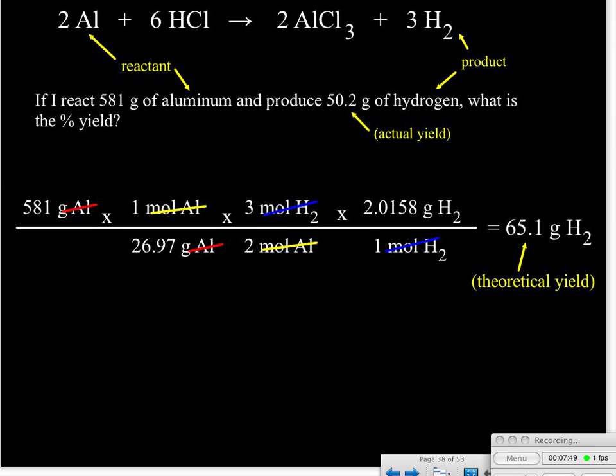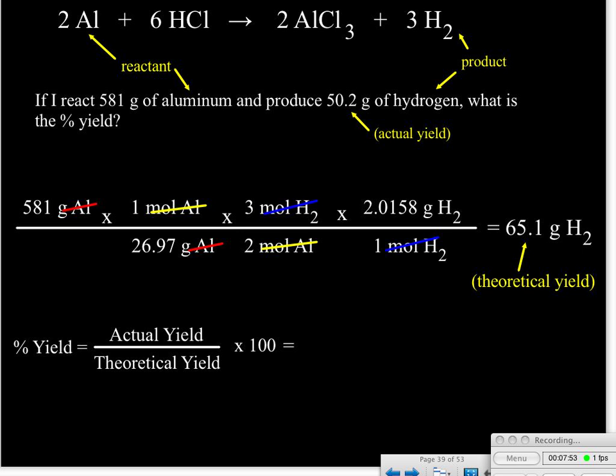We've calculated this. So now, if we go back to our percent yield formula, we now know the actual yield. It was given in the problem. We've calculated our theoretical yield. We can now plug those numbers in. We know our actual yield. We know our theoretical yield. Plug them in, multiply by 100, and we get, in this case, a 77.1% yield. We got 77.1% of what we're supposed to get.